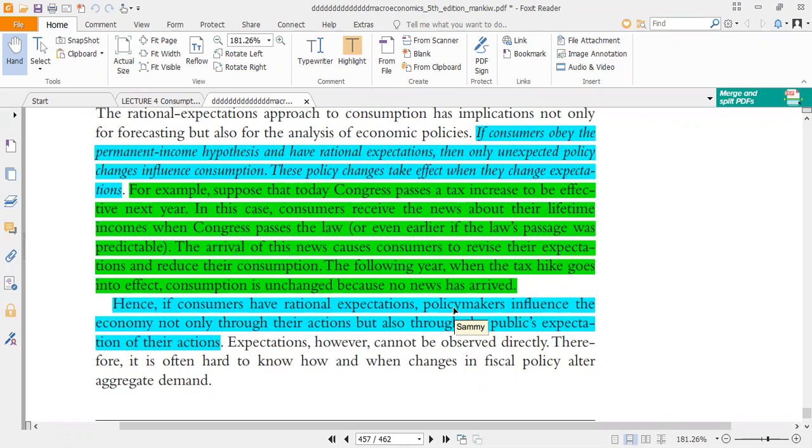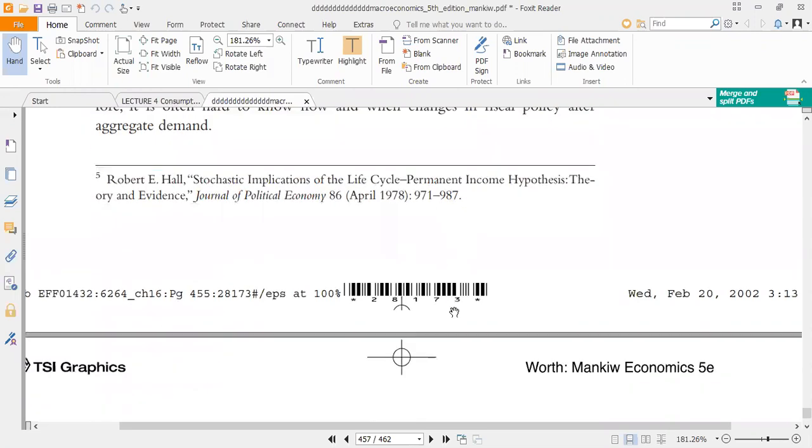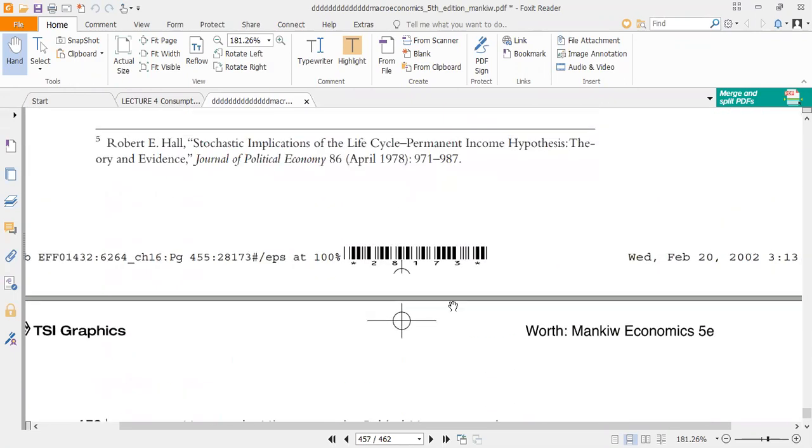So in the presence of forward-looking and rational expectations, policy makers will affect the economy, one, through their actions, and two, through the public's expectations of their actions. If we already expect that this is what the government is going to do, then when they actually do it, we don't care because we've already factored it into our decision making. So that is the implication of Robert Hall's permanent income random walk hypothesis. He combined Milton Friedman's permanent income hypothesis with rational expectations.